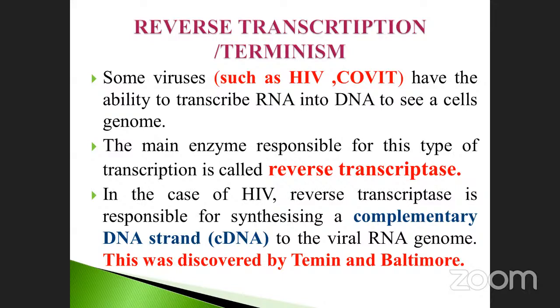Reverse transcription is otherwise called teminism. Some viruses such as HIV and COVID have the ability to transcribe RNA into DNA. They have the nucleic acid genetic material as an RNA molecule. When the RNA molecule produces the DNA molecule, that process is called reverse transcription. When the DNA molecule produces the RNA, that is called transcription.